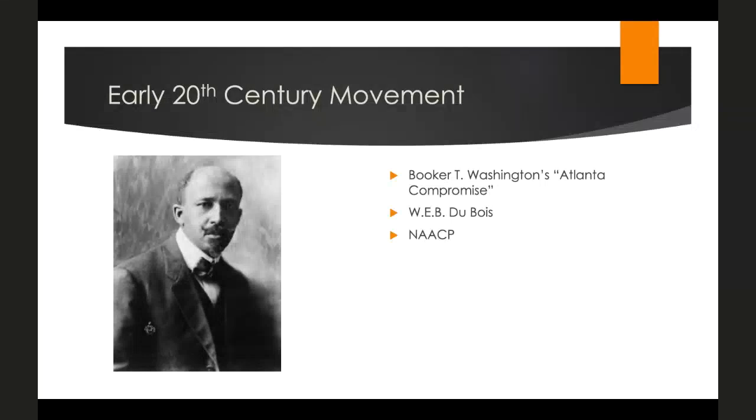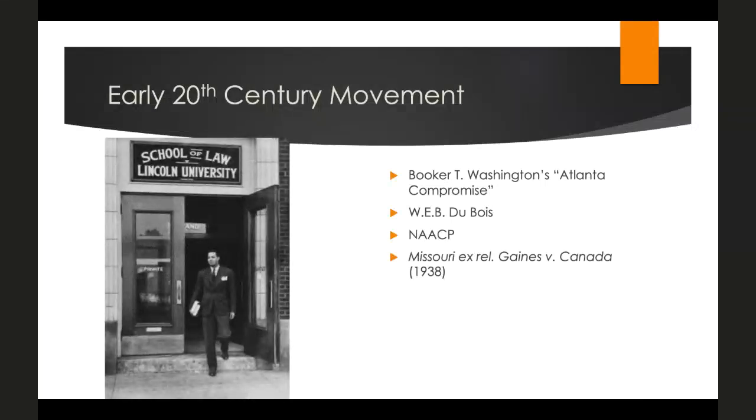In 1938, in the decision of Missouri ex rel. Gaines versus Canada, Gaines wanted to enroll in the School of Law at the University of Missouri. When he was denied, he sued all the way up to the Supreme Court with the support of the NAACP. The court ultimately offered the states a choice in order to maintain consistency with both the Plessy decision and the 14th Amendment.